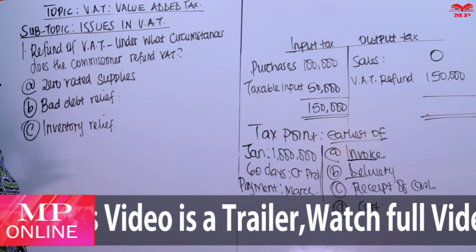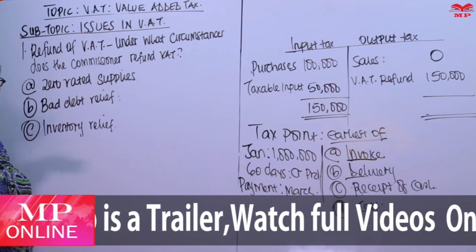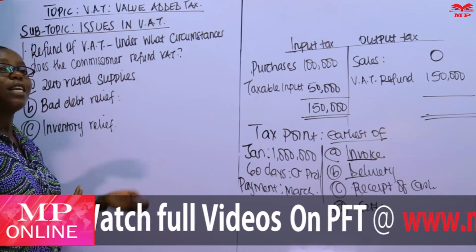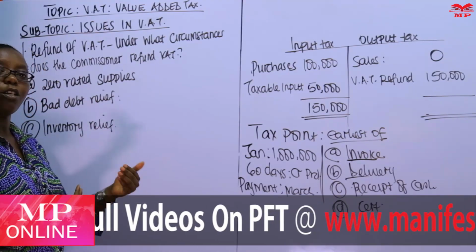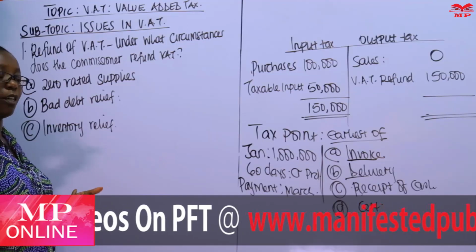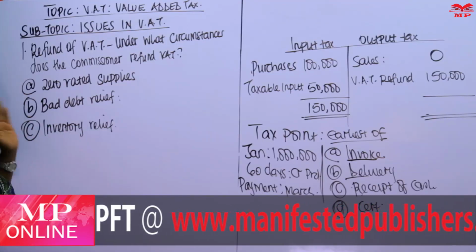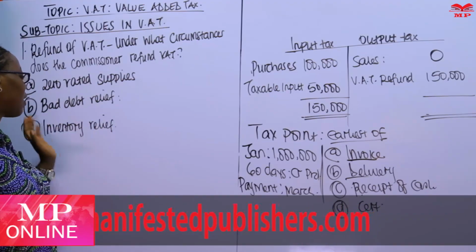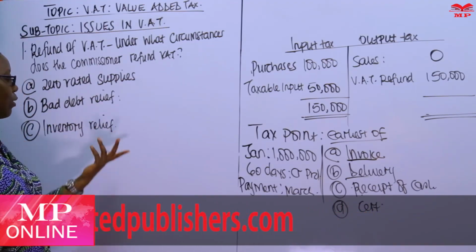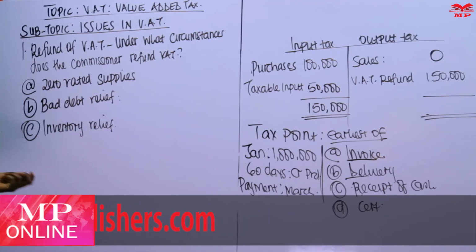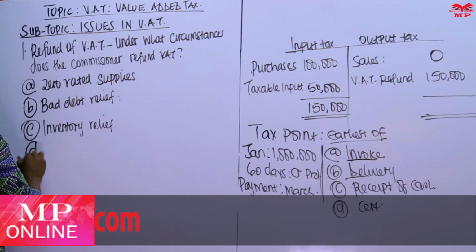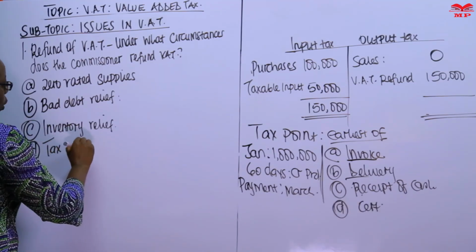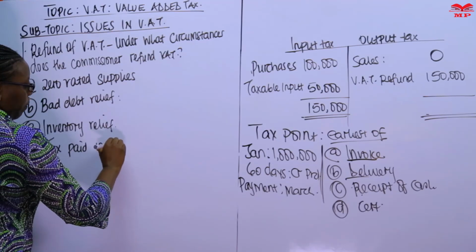Why? Because if, for example, we constructed a building and we paid VAT on inputs and you're using it in the production of our output, it is still relevant to us. So we need to claim the input VAT suffered. So capital goods acquired 12 months prior to the registration is claimable under this inventory relief. Then you also get a refund from the commissioner when tax is paid or had been paid in error.